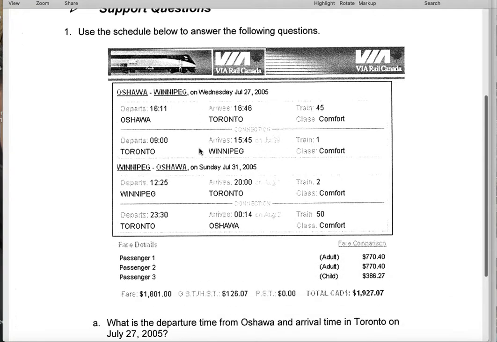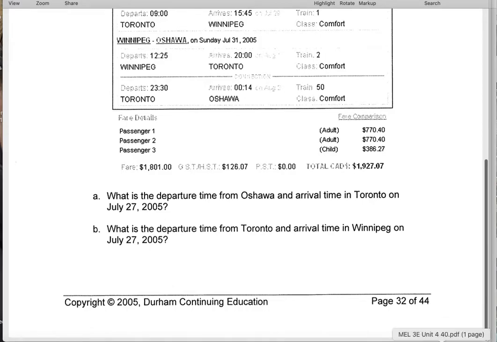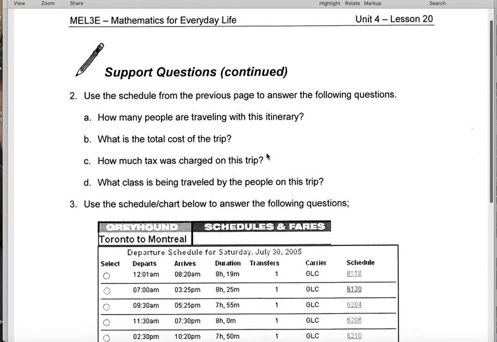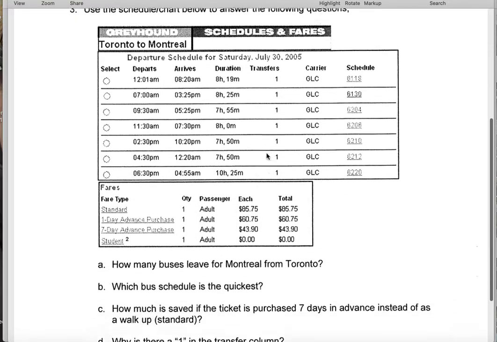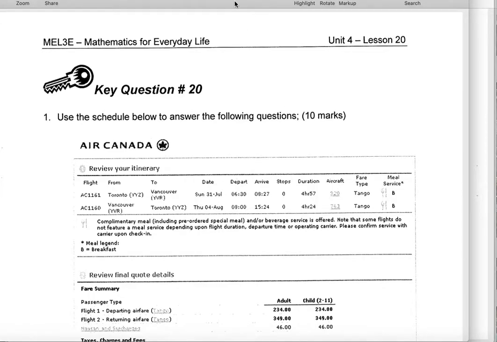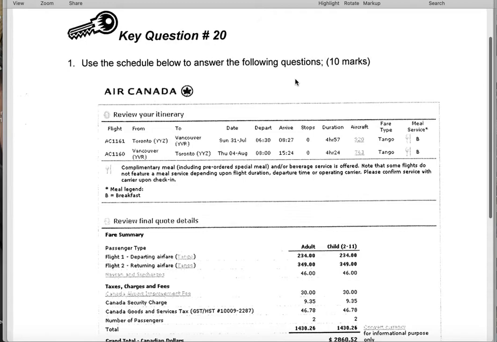So these are a couple support questions. You guys can pause, work through them, or keep going, and we'll move on to the next part. So again, a couple more support questions there. And then we're looking at key questions. So you guys can work through these key questions.